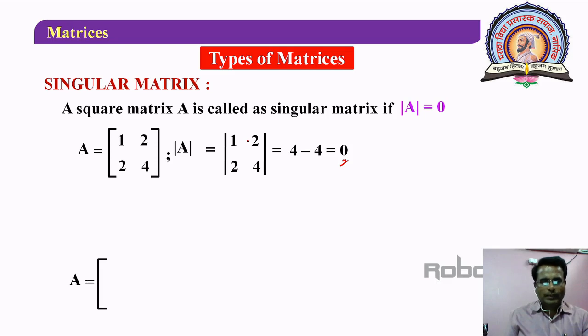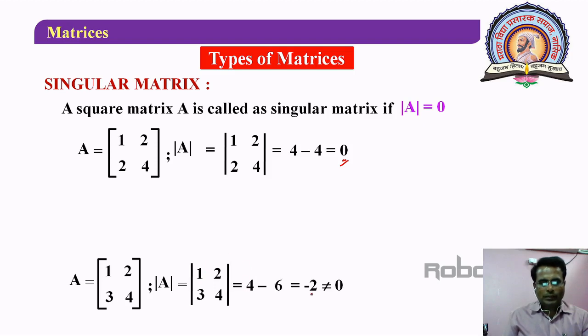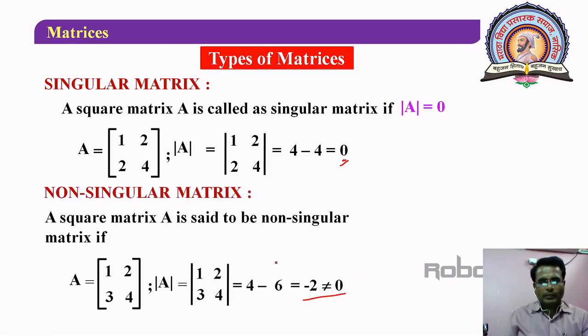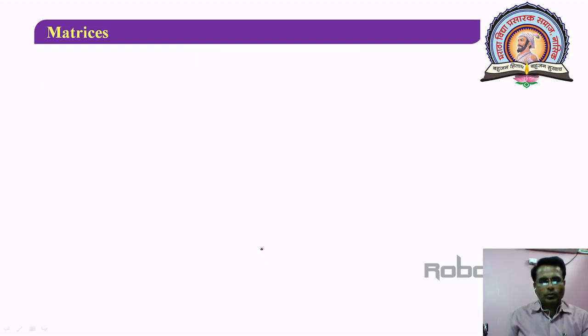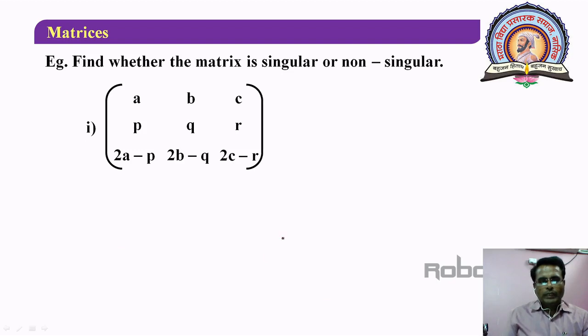Now, consider another example. Suppose we consider 1 2 3 4. Then here we will observe that determinant of A is equal to determinant of 1 2 3 4, and that determinant is equal to 4 minus 6. It is minus 2, which is not equal to 0. Such a matrix is called a non-singular matrix. So, it is defined as: a square matrix A is said to be non-singular if determinant of A is not equal to 0. With the example, we get it more clear how to find singularity or non-singularity in a matrix.